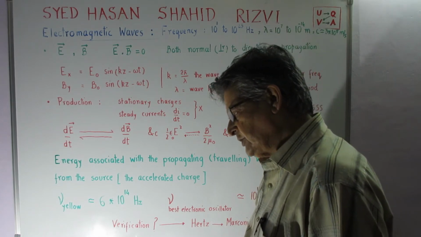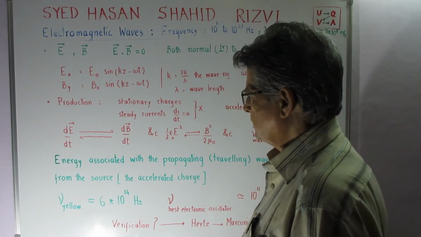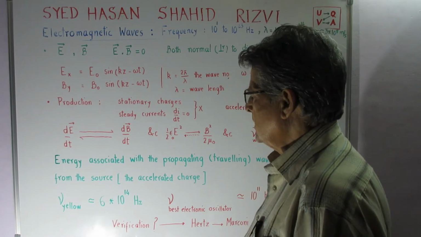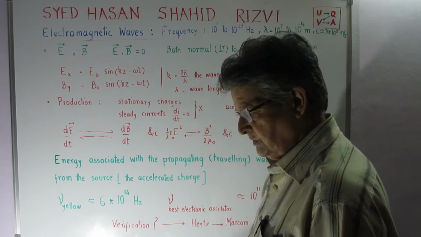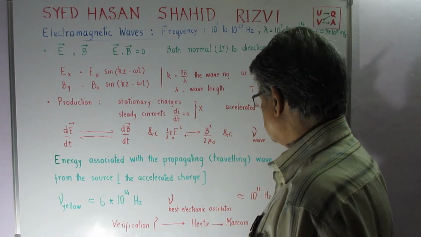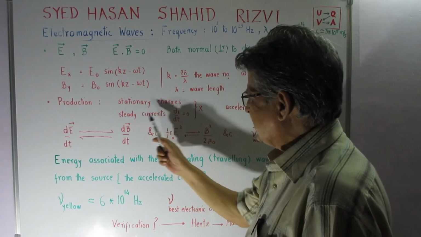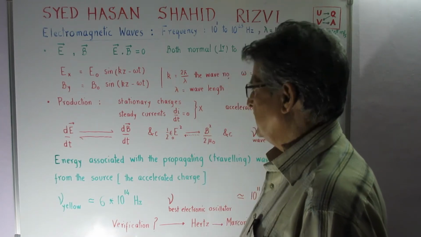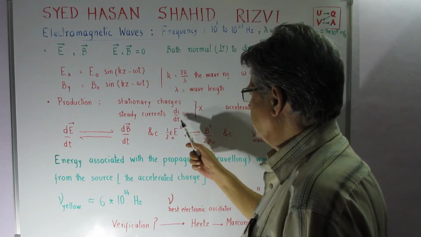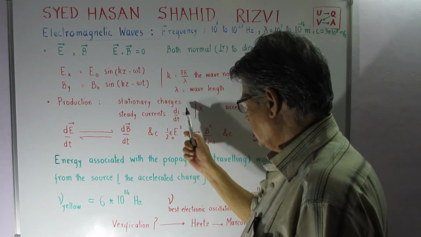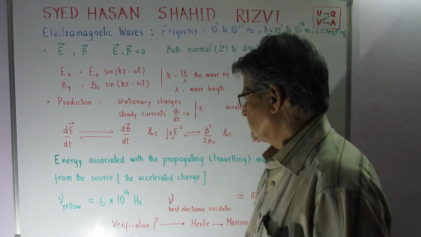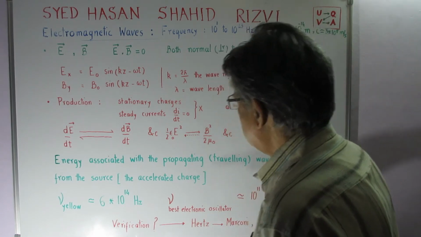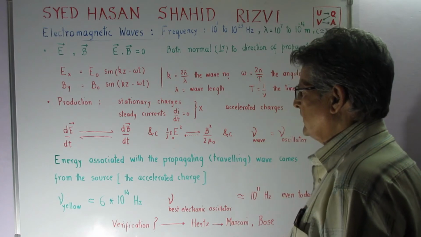Now let us talk about the production. The production is attached to the motion of charges. But how about stationary charges? No propagation. Steady currents give constant electric field, dI/dt is equal to 0 in steady current because I does not change with time. So the answer is, sorry, there will not be any production of electromagnetic waves.